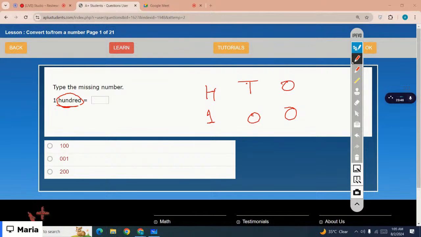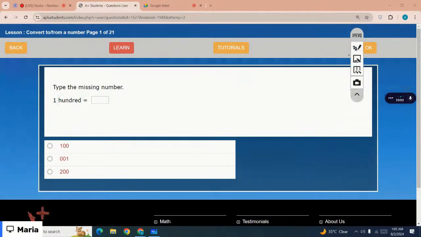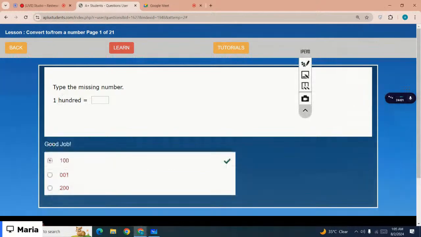The correct option is 100. Yes, option number 1 is the correct option. If you are not given any of the digits, any of the place values, that means there must be a 0, right? The correct option is 100. Got it? Option number 1 is the correct option.